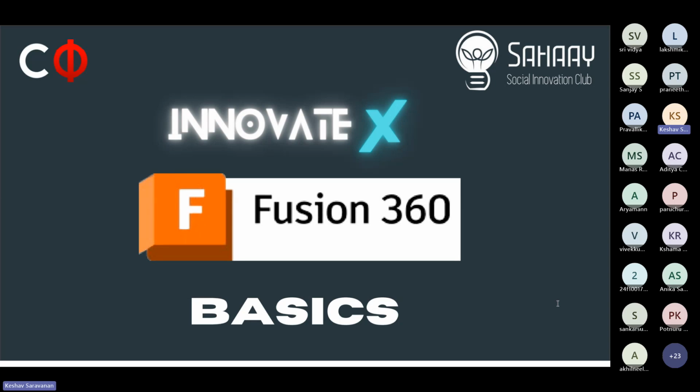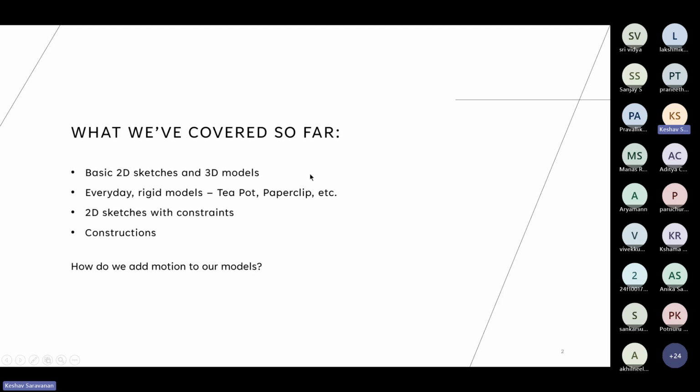All right then. Let us start with today's session. Okay, so we're doing Fusion 360. Welcome to the last session officially. So what have we covered so far? We've done 2D sketches, 3D models. We made some simple rigid models, the teapot, the paperclip, the bracket, and the simple introductory model. Now all of these are rigid. There is no motion involved. We've done 2D sketches with constraints, the model I took. We have done constructions and stuff. So this is what we've done so far.